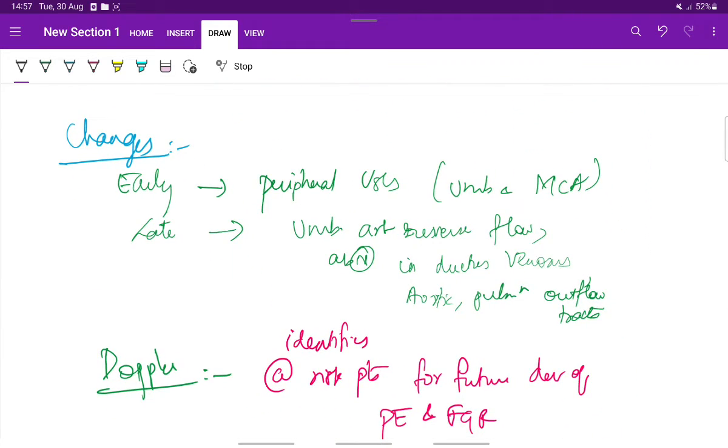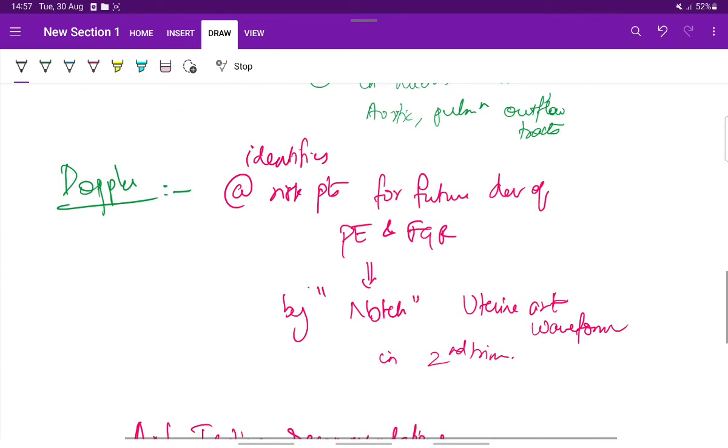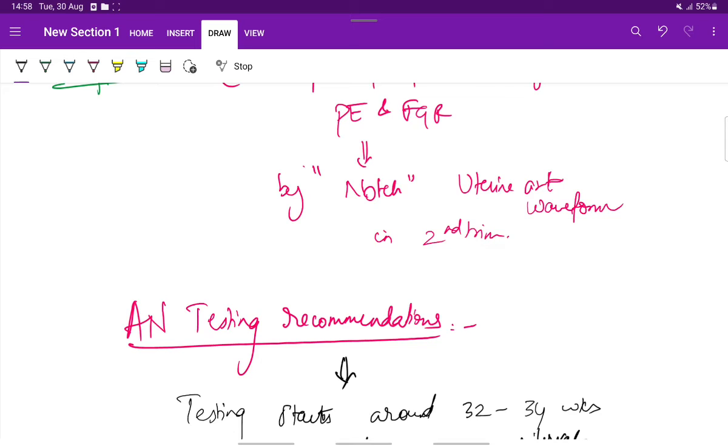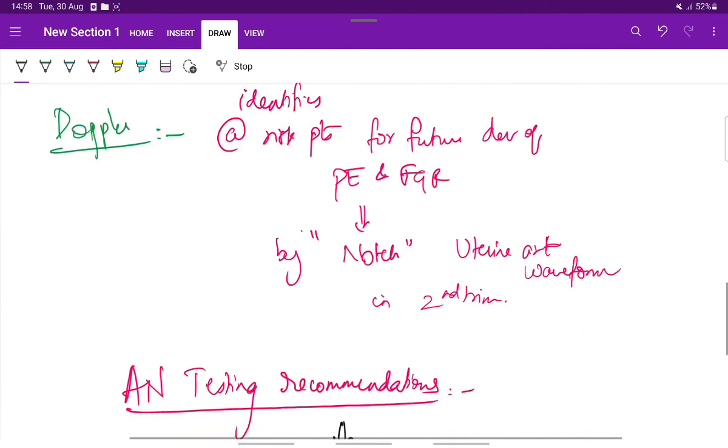So, now coming to the changes, early changes are seen in peripheral vessels and the late changes are seen in umbilical artery where there is reverse flow and there is abnormal flow in ductus venosus, aortic and pulmonary outflow tracts. So, the Doppler USG identifies the patients who are at risk for future development of preeclampsia and fetal growth restriction by identifying a notch in the uterine artery waveform in the second trimester. So, this is about the use of Doppler.